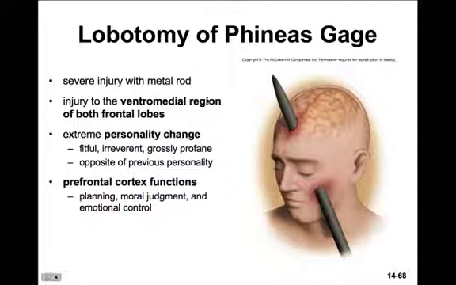However, he lived, but his behavior changed dramatically. The injury was to the ventromedial region of both frontal lobes. As was said earlier, these prefrontal lobes are involved in planning, moral judgment, and emotional control. He became very fitful, irreverent, grossly profane, which was completely opposite of his previous personality.